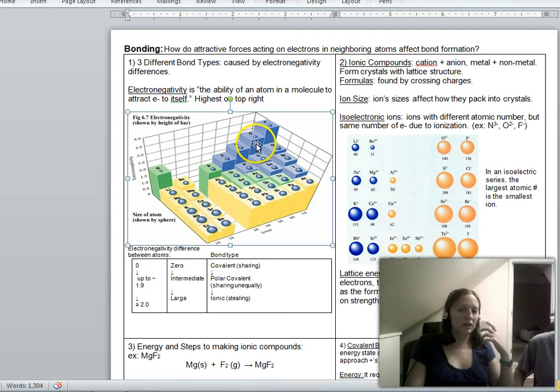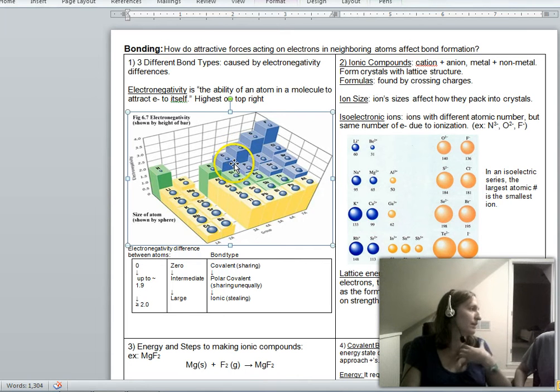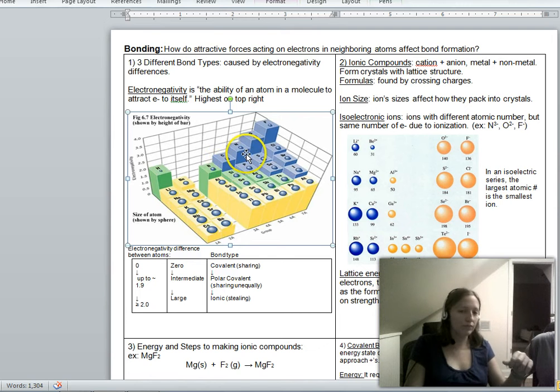So polar covalent bonds are between atoms that have electronegativity differences that are between 0 and 1.9. So if you had a bond between carbon and nitrogen, for example, that would be a bond in which nitrogen pulls on those electrons a little bit stronger than carbon does, and so they spend more time near nitrogen than they do near carbon. And so you have a slightly negative charge on nitrogen and a slightly positive charge on carbon. And so that bond is polar.